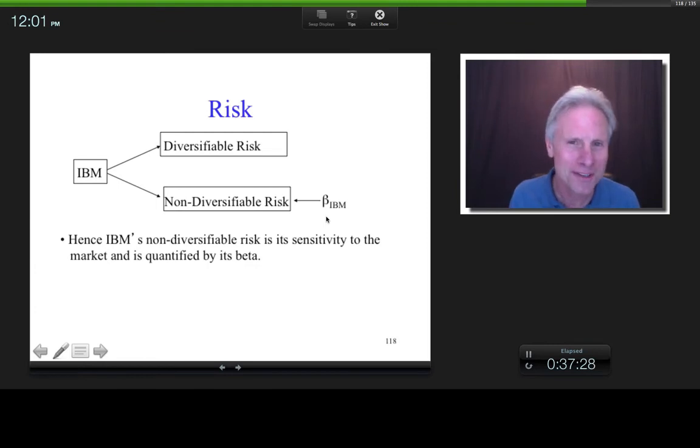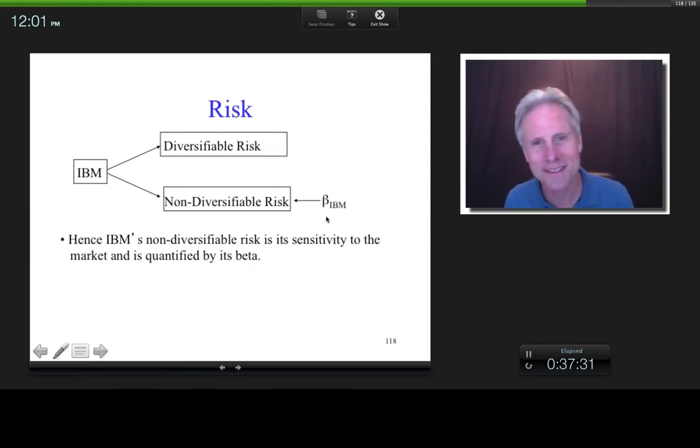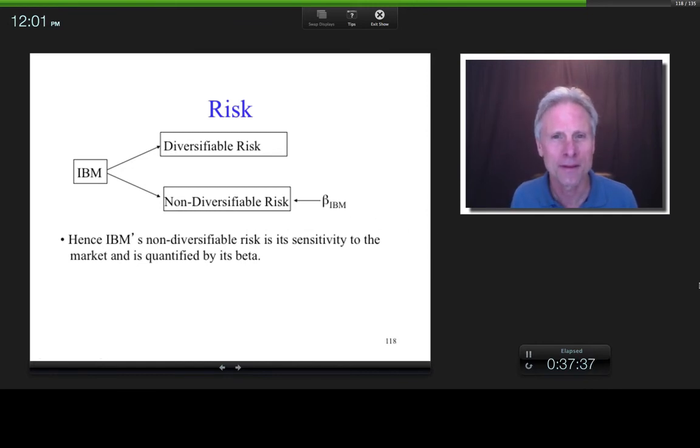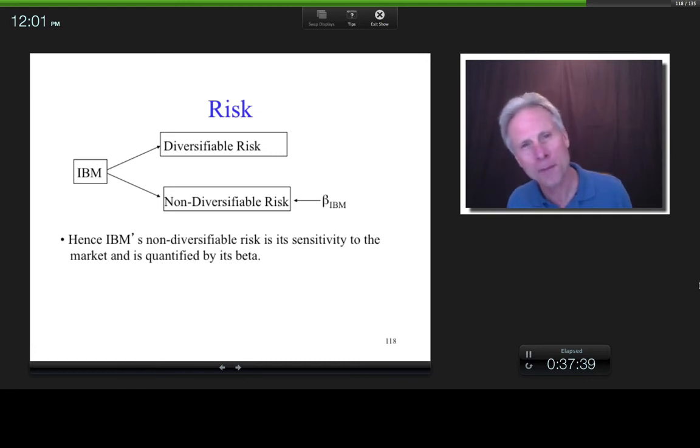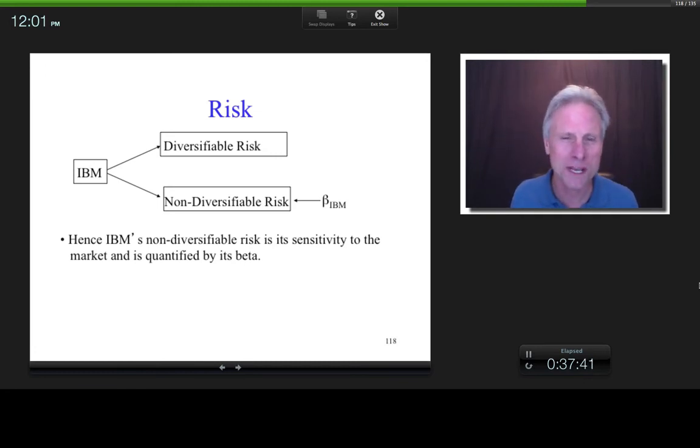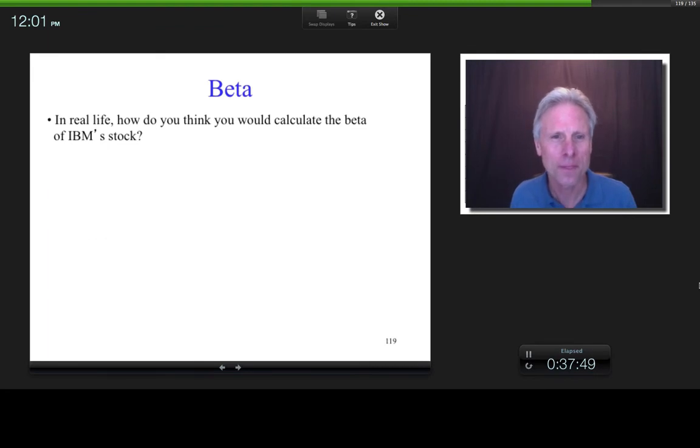The amount of risk that it contributes or adds to a well-diversified portfolio can be quantified by its beta. Now, earlier on I made up probabilities of booms and recessions and so on and so forth, and in the end our goal was, well, part of our goal was to get beta. So in real life, how would you calculate beta? Now that you know what beta means, sensitivity to market movements, how would you calculate it?